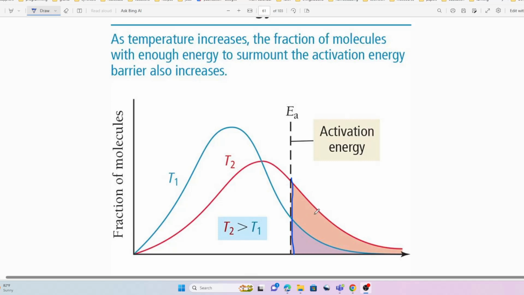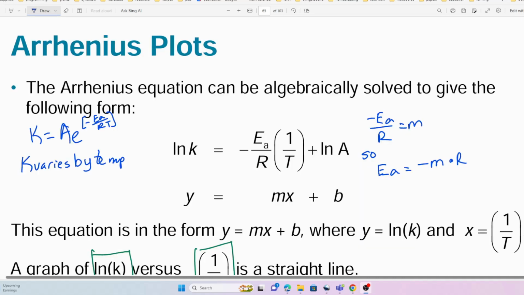Next, we'll work some problems to help us understand the Arrhenius equation. The Arrhenius equation was given by K equals A times e to the negative EA over RT, where we see that K varies by temperature, and that's the K of our rate equation. If we rearrange the Arrhenius equation algebraically, we can use logarithmic rules to show that the ln of K is equal to negative EA over R times 1 over T plus ln of A.